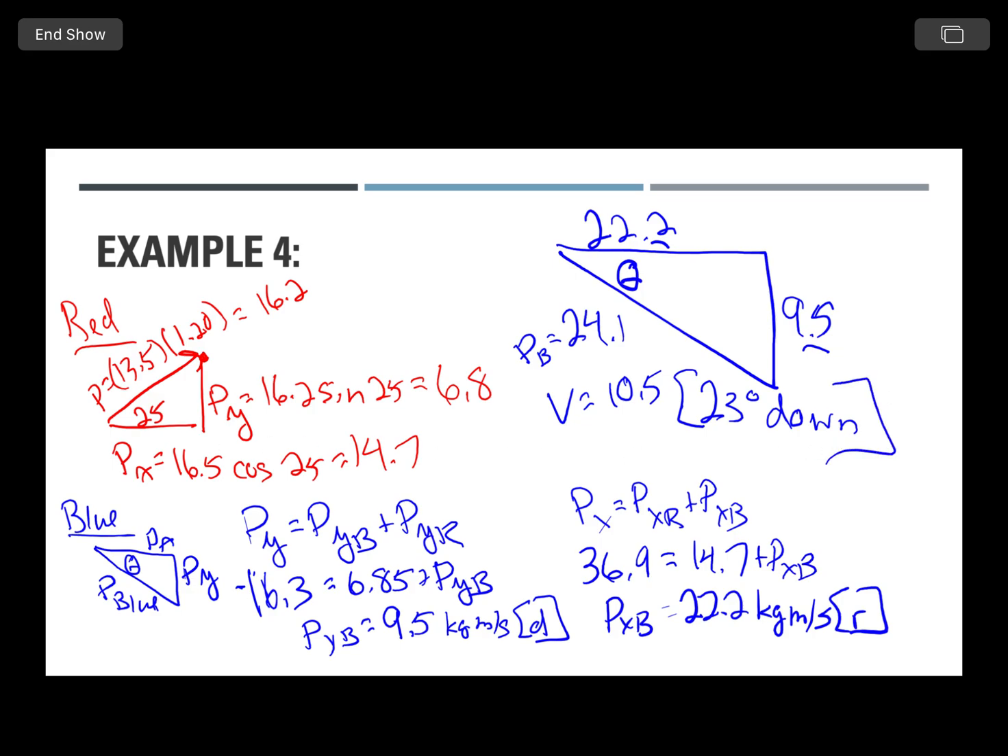And because this is all important now, because my work is kind of spread all over the place, I need to make sure that I make it nice and noticeable where my final answer is. And there we go.